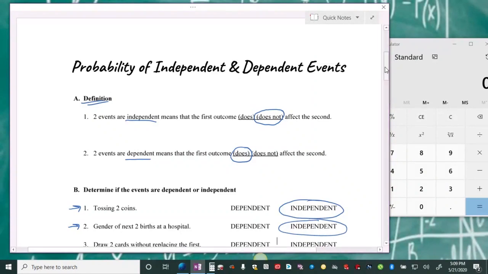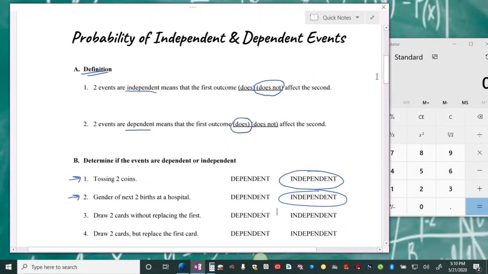Number three. Now we're drawing two cards without replacing the first, and that language is really important. So maybe it's the Ace of Hearts. We're taking that Ace of Hearts out of our deck, and we've actually shrunk the deck by one. So the next card that I pick has changed in probability because there's one fewer card in the deck. These are dependent events.